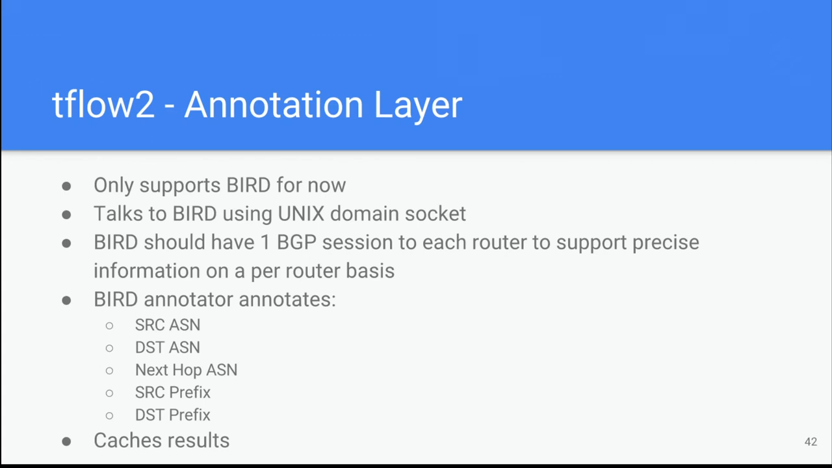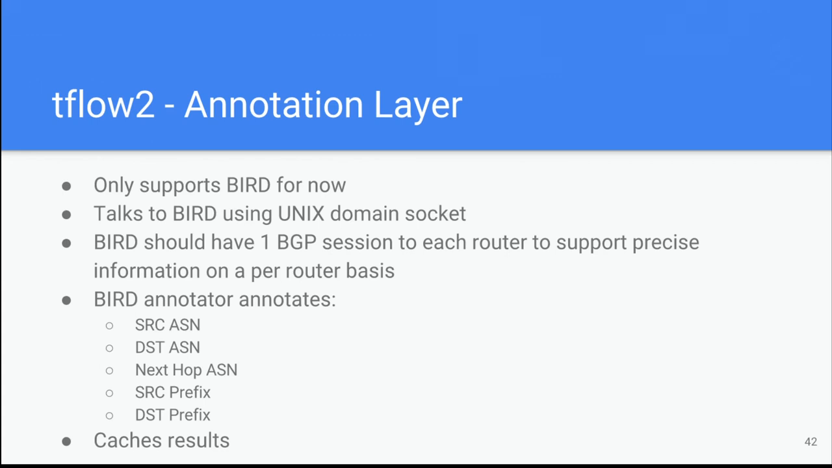Anyways, for now, that's just a BERT annotator. What it does is it talks to a BERT instance using the Unix domain socket that's also used by the BERT C command line interface when you are interacting with BERT. This is used on purpose to get detailed information on routes. For example, you have a flow that comes from 8.8.8.8 and you want to see what was the prefix in the routing table that was actually used to forward this packet. So what we do is a show route for 8.8.8.8 on the BERT.